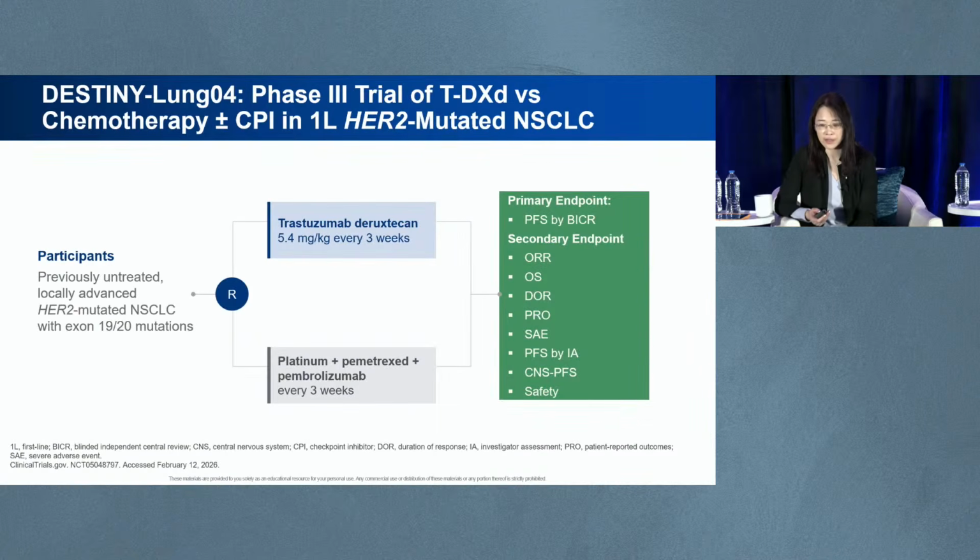DESTINY-Lung04 is the study evaluating frontline trastuzumab deruxtecan in comparison to chemoimmunotherapy for HER2 mutation lung cancer patients who are treatment naive. Currently, this trial has completed enrollment, and we're waiting for the readout of the study.